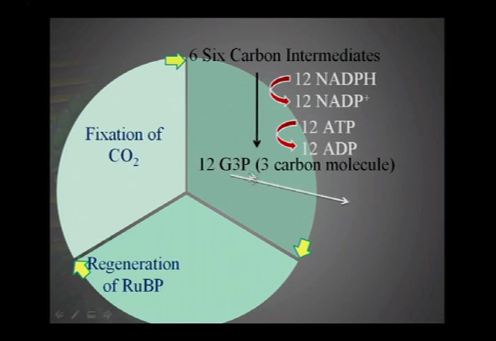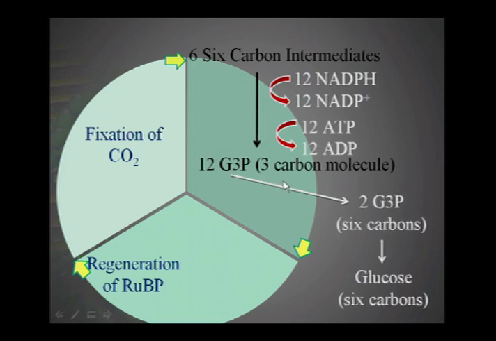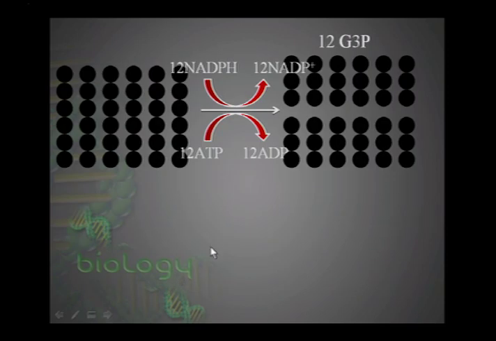Now, of those 12 3-carbon molecules, of those 12 G3Ps, 2 of those will be diverted then to producing glucose. So if I take 2 3-carbon molecules, those 6 carbons can be used to make glucose. And then the other 10 will be used to regenerate ribulose bisphosphates so that we end up with what we started with. So let's look at this in a little more detail then.